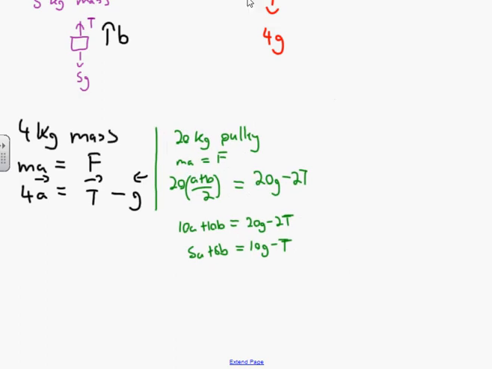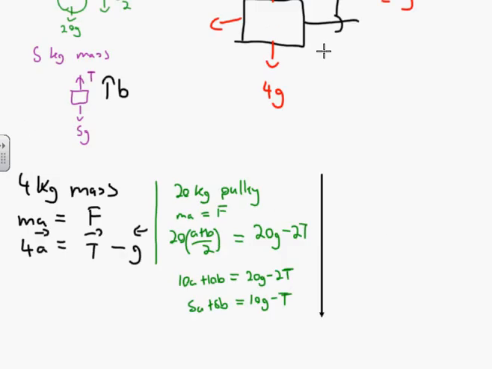Now we're on the third one, which is the 5 kilogram mass. Okay, so I'm going to do that in purple here. So, 5 kg mass. What do we think of the 5 kg mass, guys? Up or down? Up. So MA equals F. M is 5, your acceleration is B. Tension is winning, and then tension minus 5G.